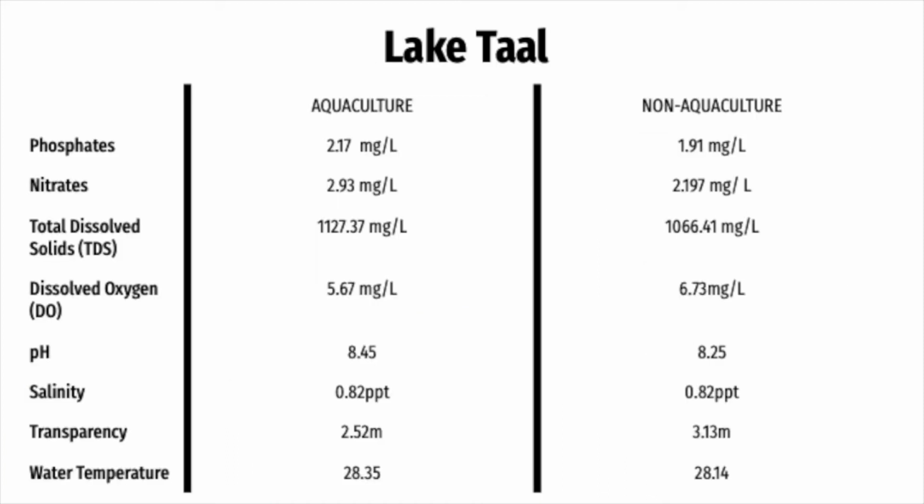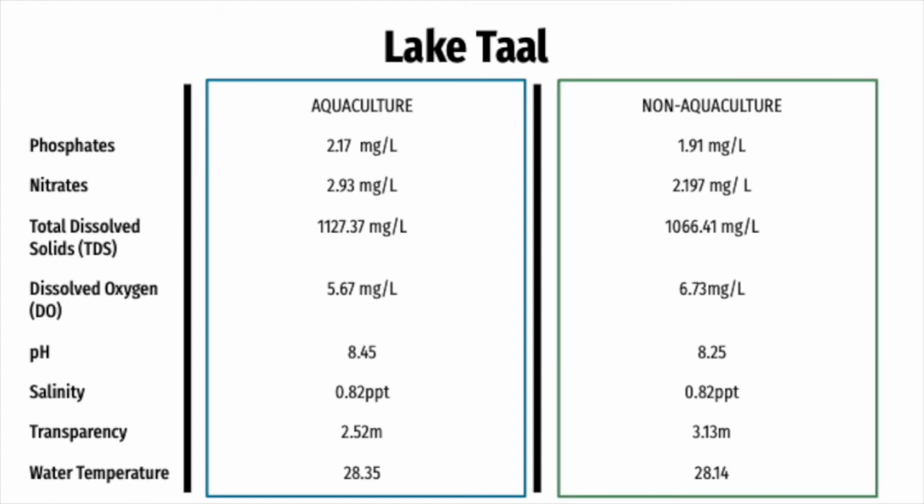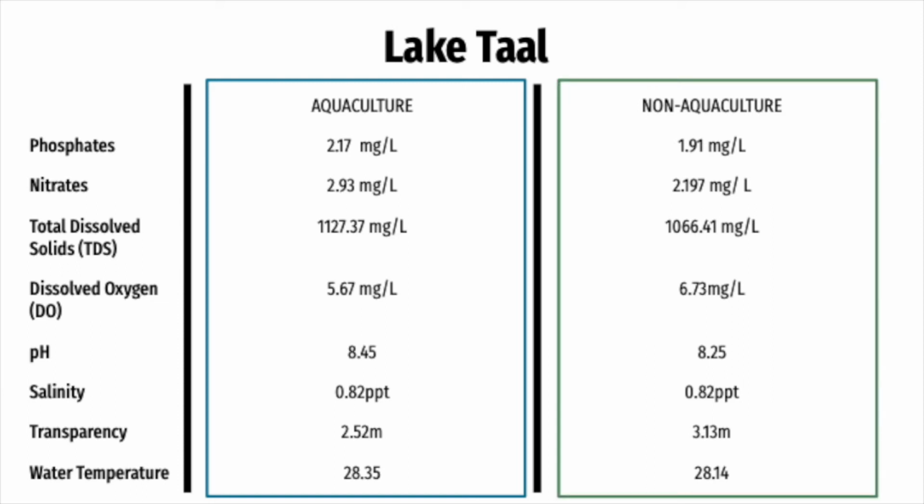As for the parameters tested in Lake Taal, we would like to emphasize the difference between the values on the aquaculture and non-aquaculture sites, as aquaculture is rampant on the said lake. It can be observed that in aquaculture sites, the values of phosphates, total dissolved solids, pH, and temperature is slightly higher than in non-aquaculture sites.